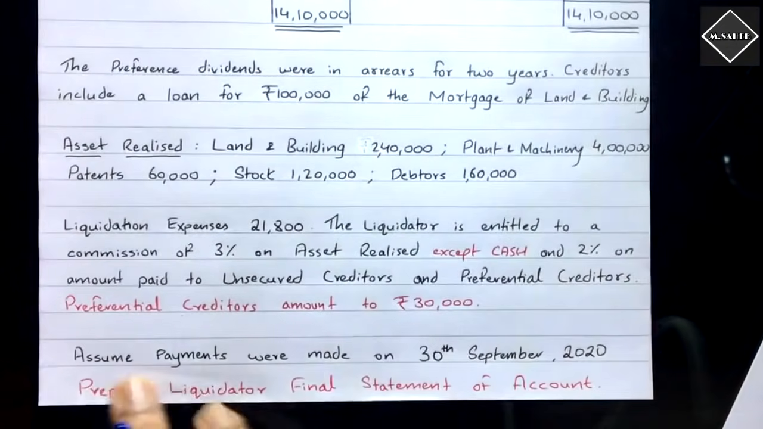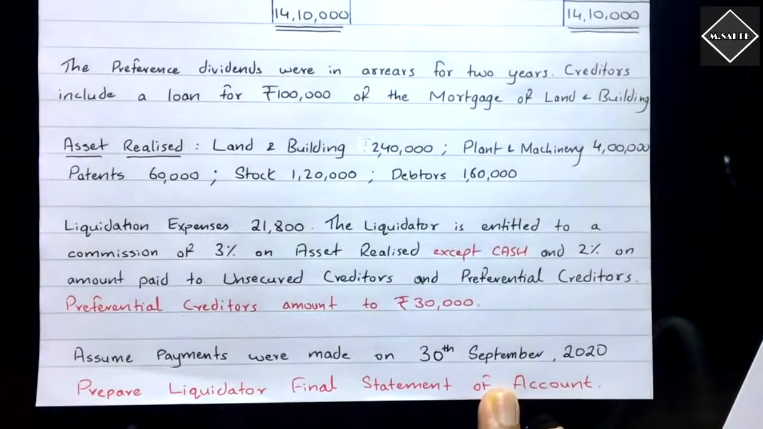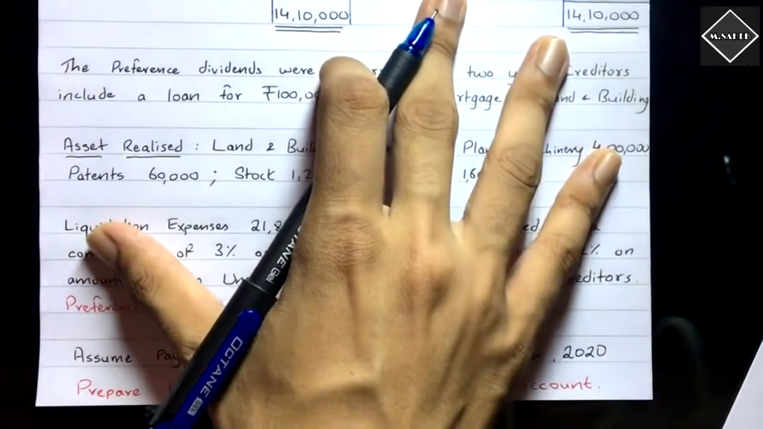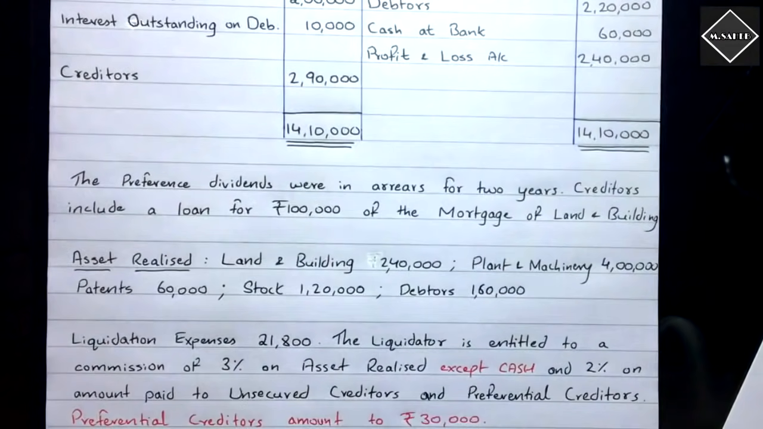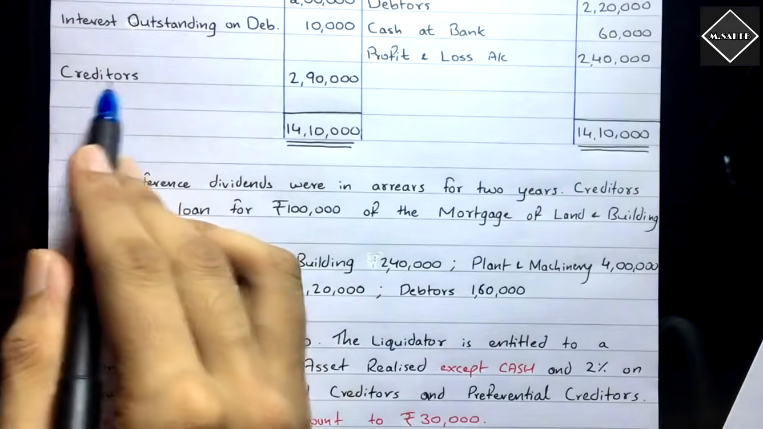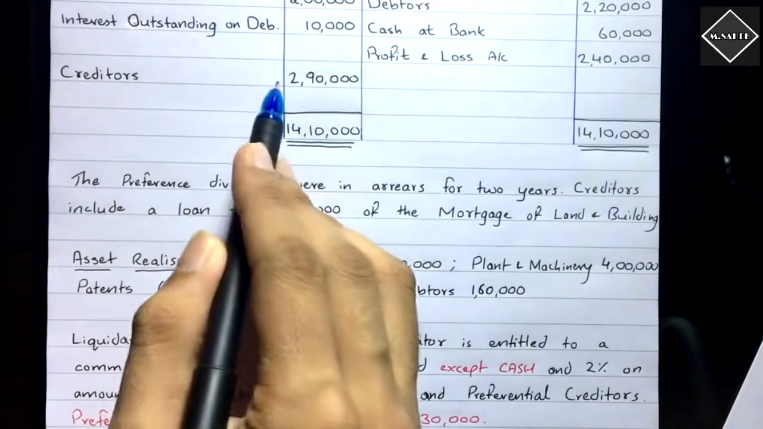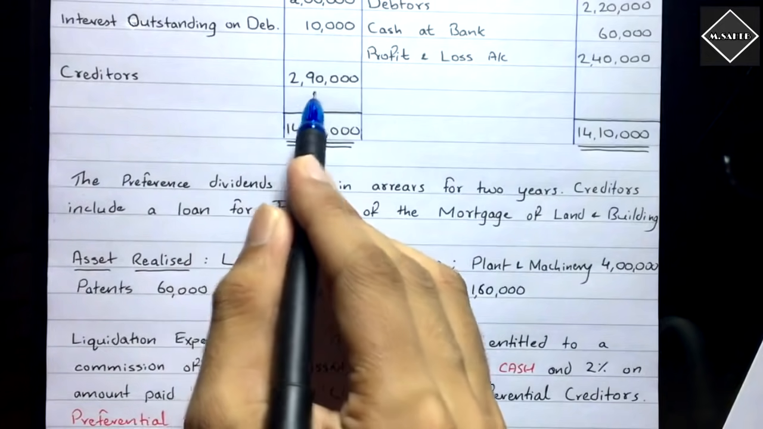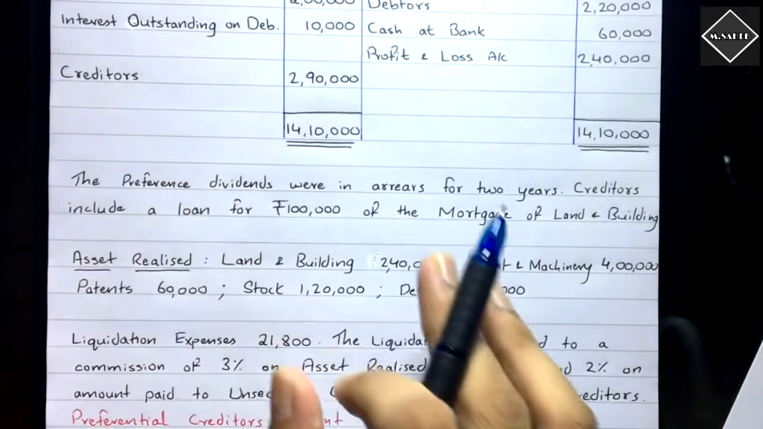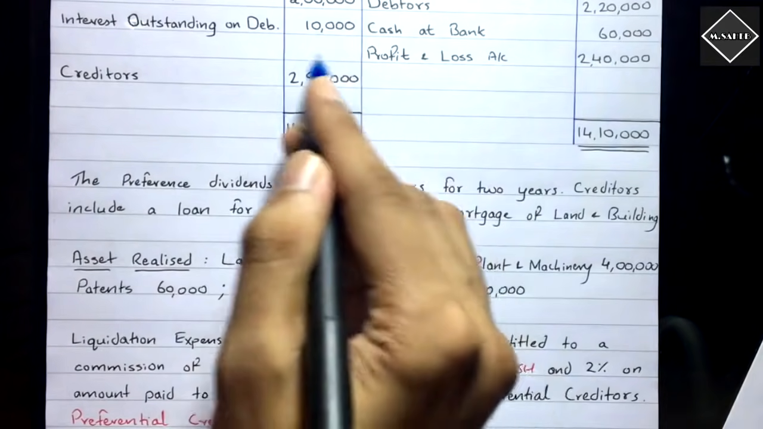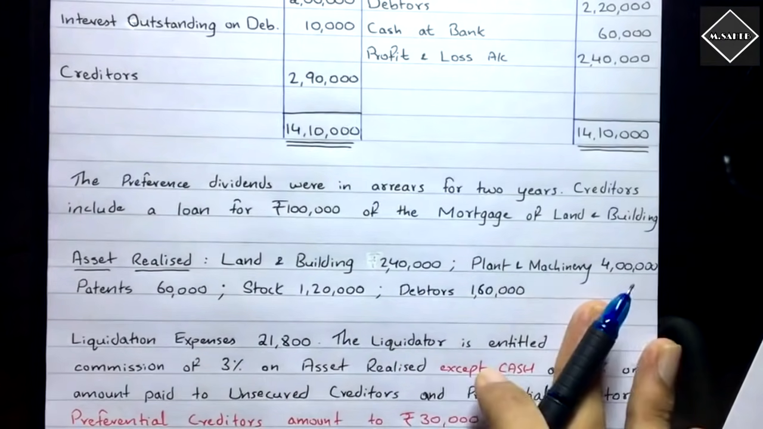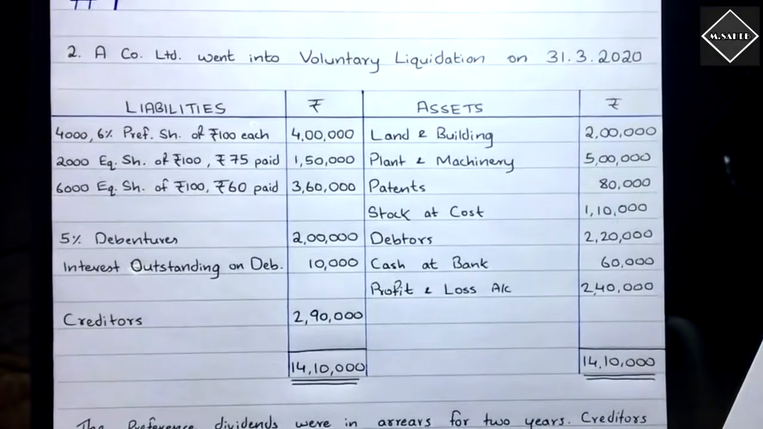And then they have said prepare the liquidator's final statement of account, LFSA. So now let's solve this problem. And one more thing, here you can see that the creditors' whole amount is given as 2,90,000. Now in these creditors there are secured, unsecured, and preferential also. All three are given as a whole. Fine, don't worry, we will solve this problem. It's very simple.